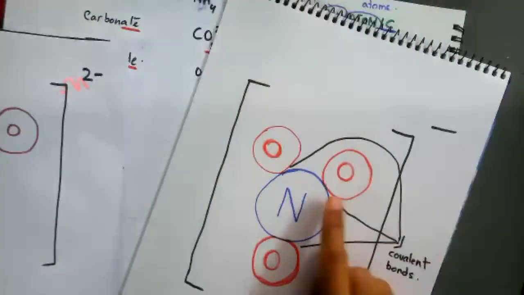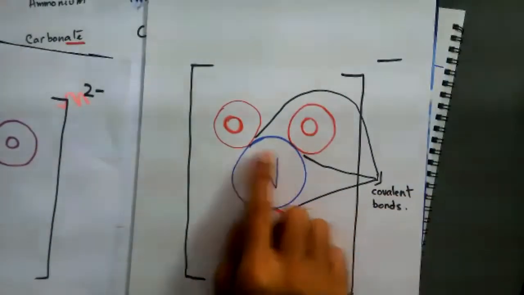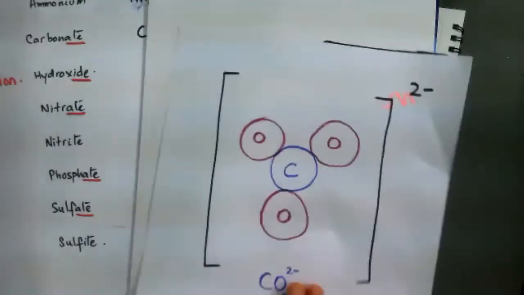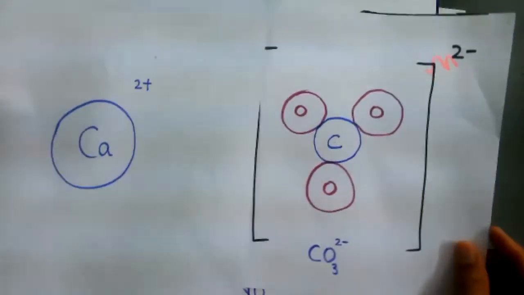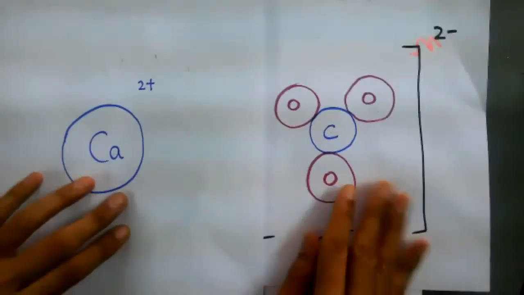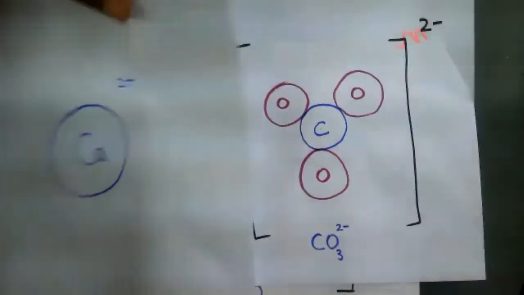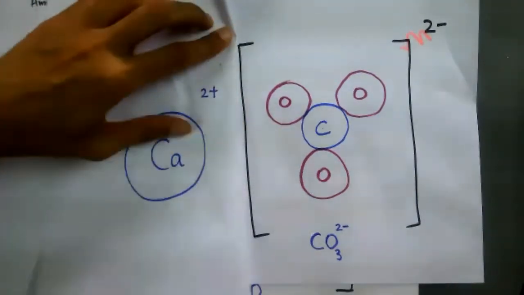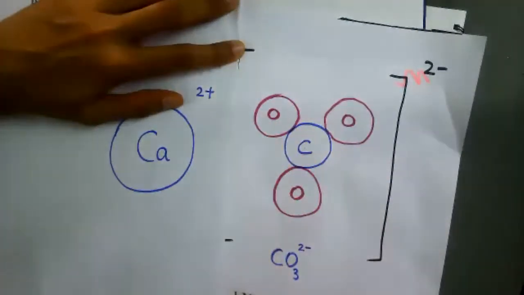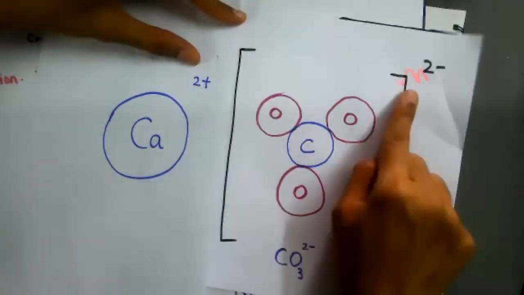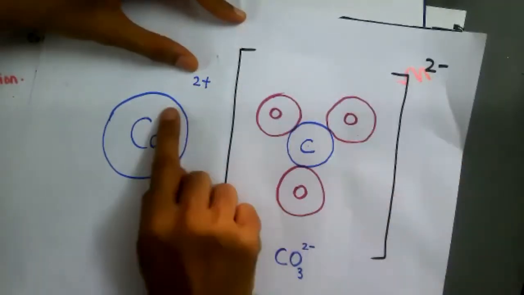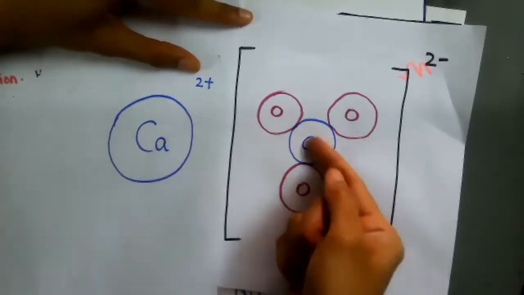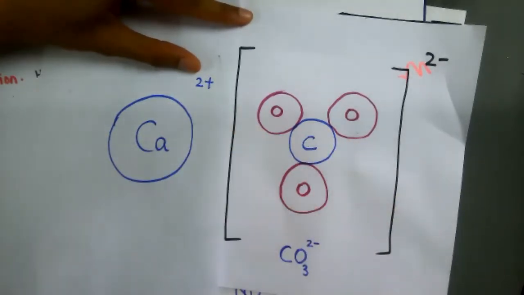Okay, another question. There are covalent bonds within the polyatomic ions, but if I keep a cation close to this, this is calcium ion, and this is carbonate. They got stuck together. Why? Because they are attracting because of the opposite charges. So is this bond between calcium and carbonate ionic or covalent?